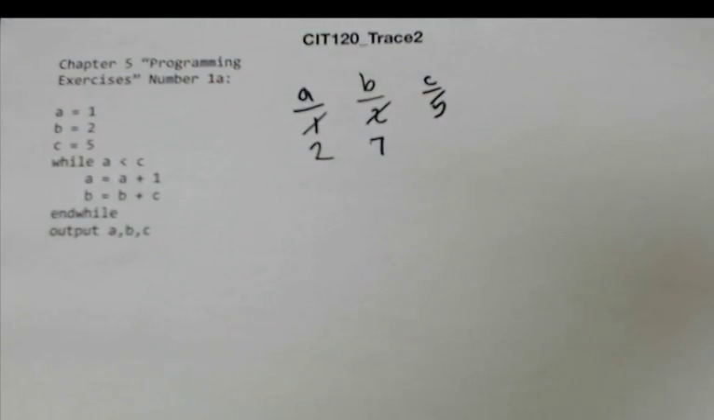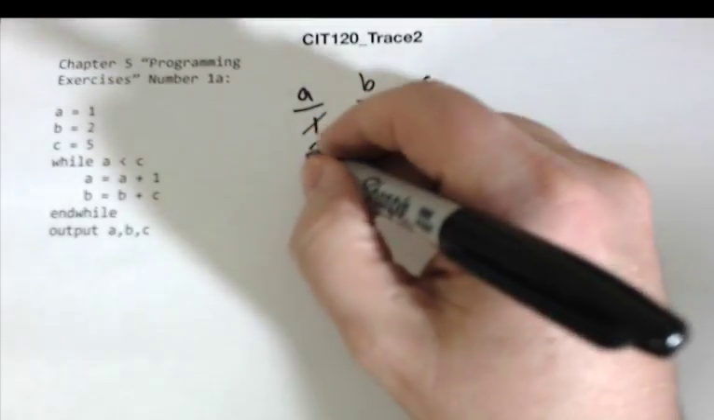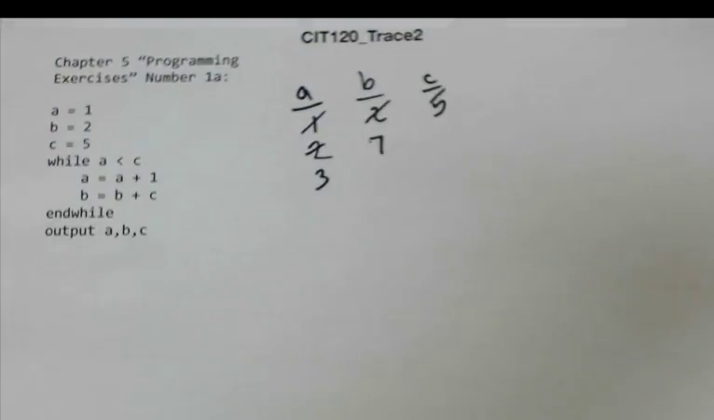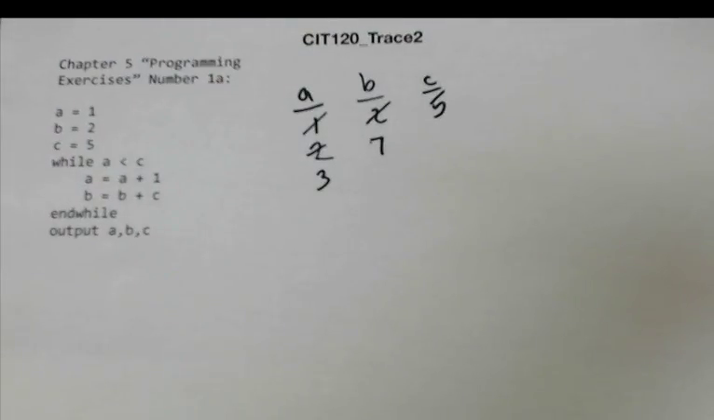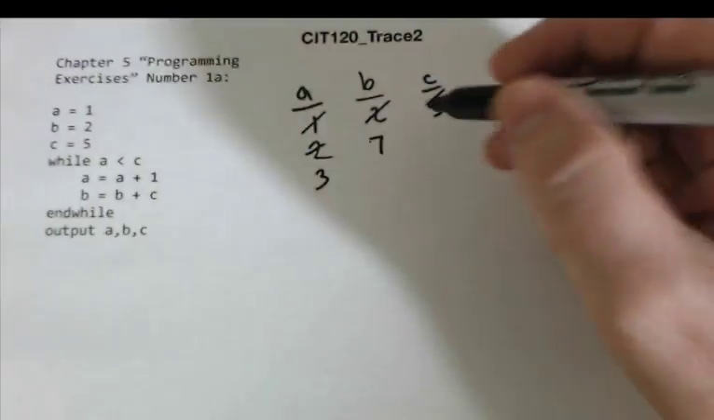And then we go back to the top, we hit the end while, we go back to the top of the while, we recheck the condition. Is A less than C? Well, 2 is still less than 5, so we would execute the loop again. We would add 1 to A. And then we would add B and C together and store the result in B. So that would make B 12.